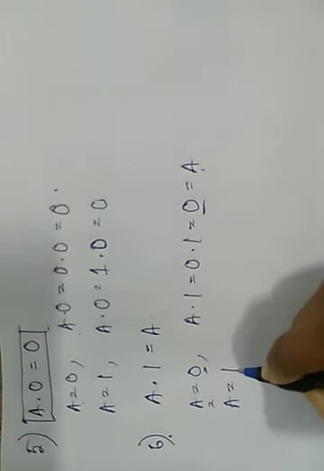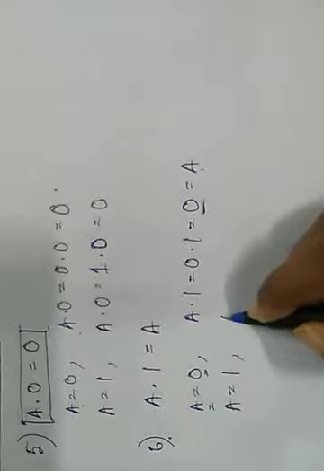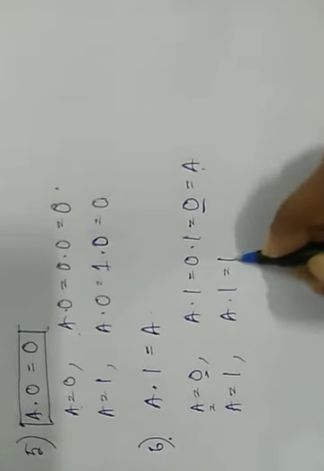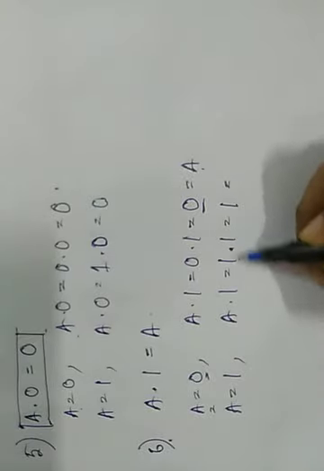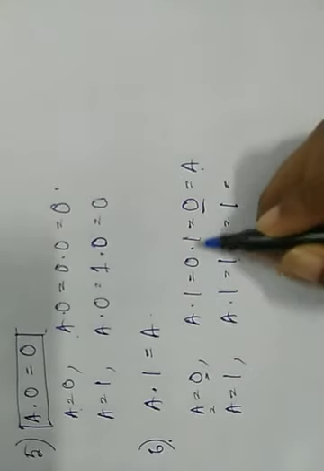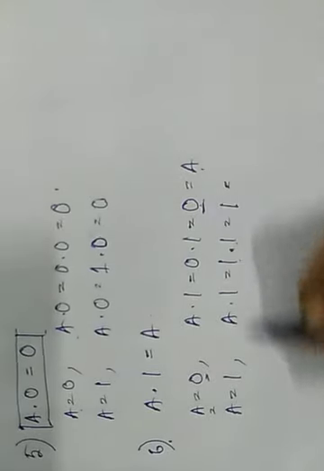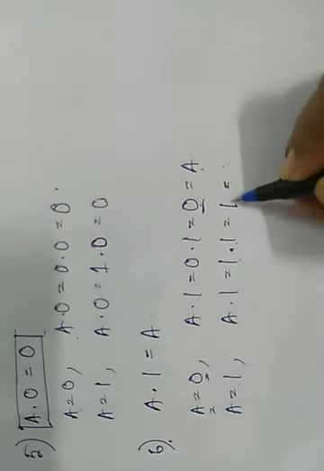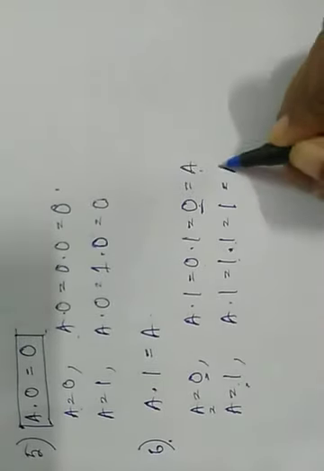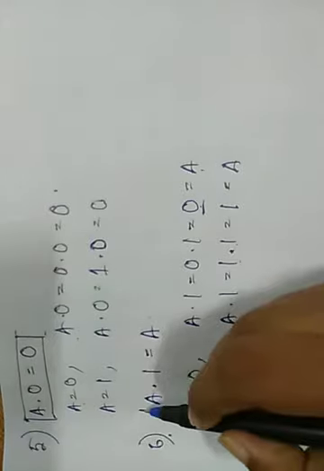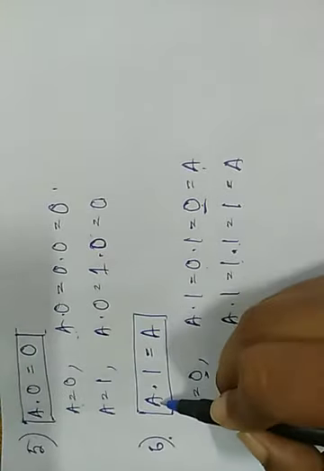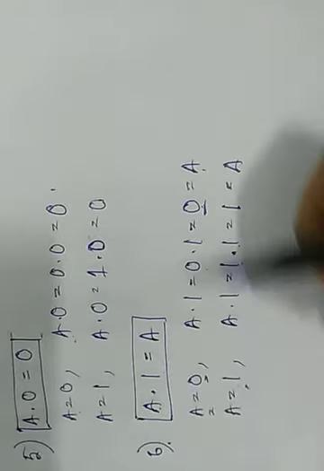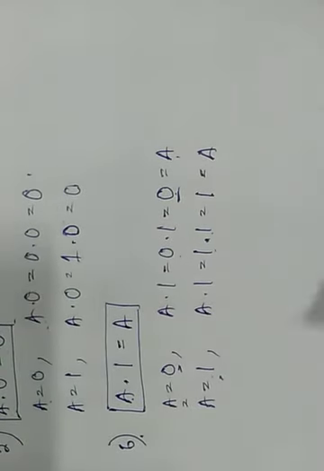So if we take a equals 1, a dot 1 means 1 dot 1 equals 1. The AND operation having two 1s is 1, the AND operation having 1 and 0 is 0. So it gives 1 as a is 1. So a dot 1 equals a, whatever be the value of a. Clear?